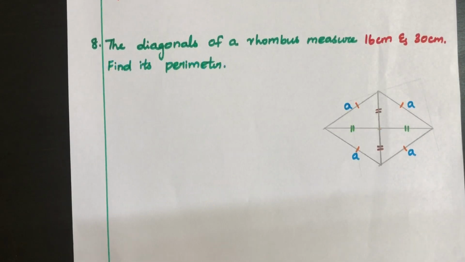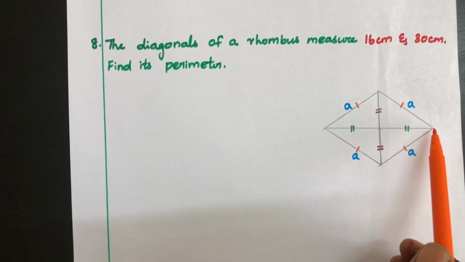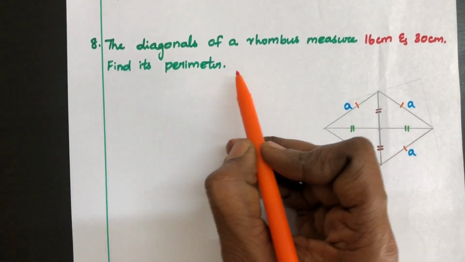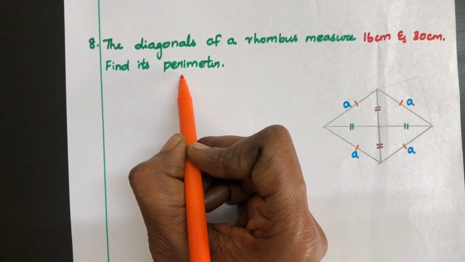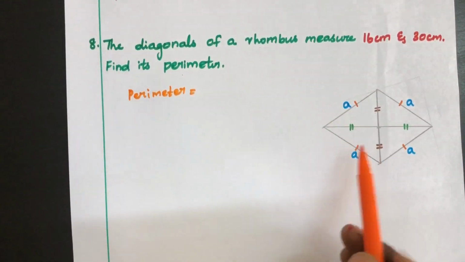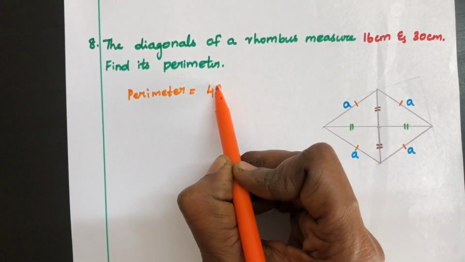Eighth question. The diagonals of a rhombus measure 16 centimeter and 30 centimeter. Find its perimeter. What is the perimeter of the rhombus? In a rhombus all the sides are equal. So the perimeter must be A plus A plus A plus A, equal to 4A.